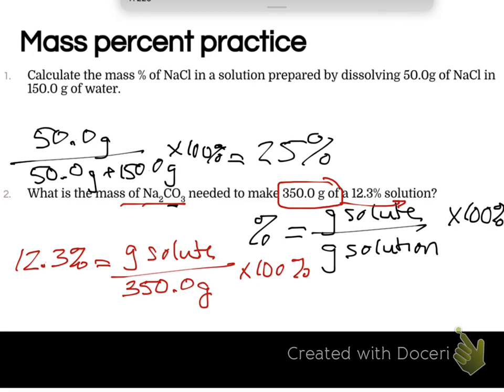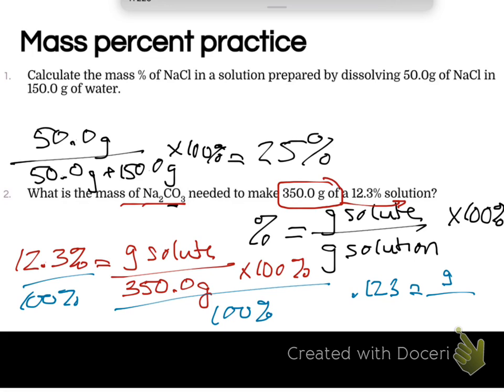Okay, so to solve this, the first thing we've got to do is to get rid of the 100%. We're going to divide both sides by 100% to do that. So that gets us 0.123 equals grams divided by 350. And then to get rid of that 350, I'm just going to multiply both sides by 350.